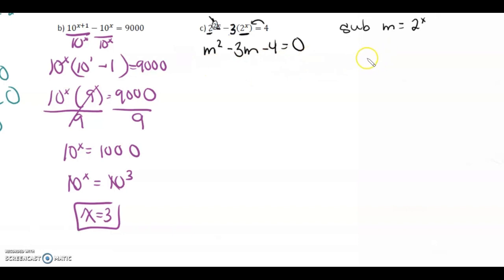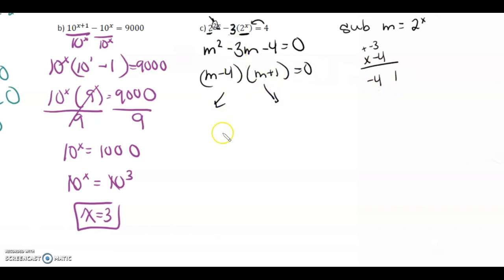Okay, now we're going to factor. What two numbers multiply to negative 4 and add to negative 3? I get negative 4 and 1. So I get m minus 4, m plus 1 equals 0. Let's branch these off and solve. I get m equals 4 and m equals negative 1.